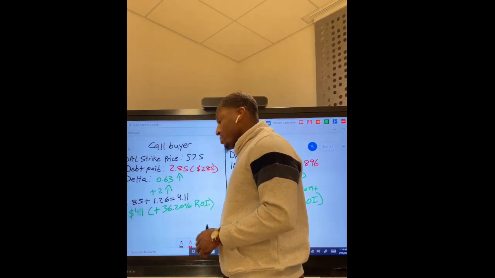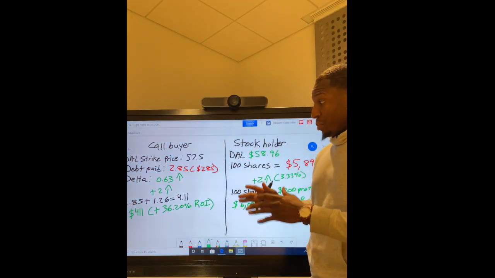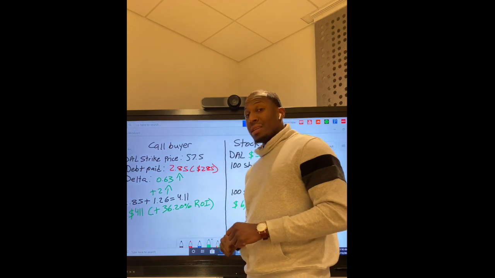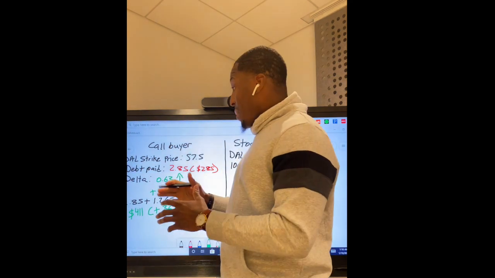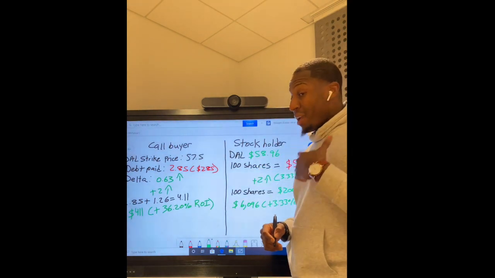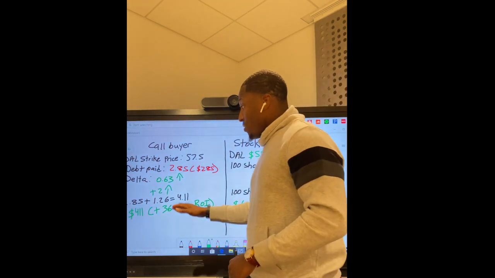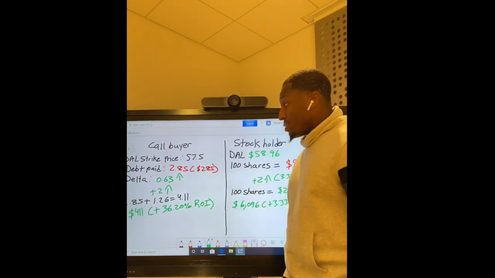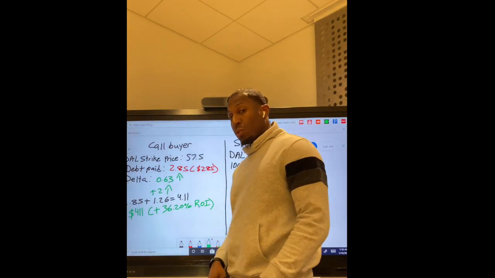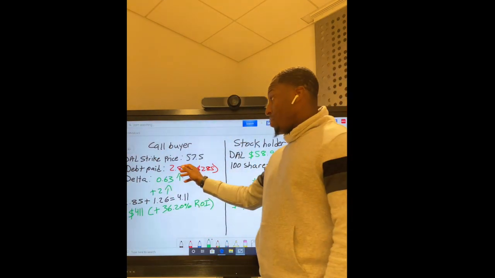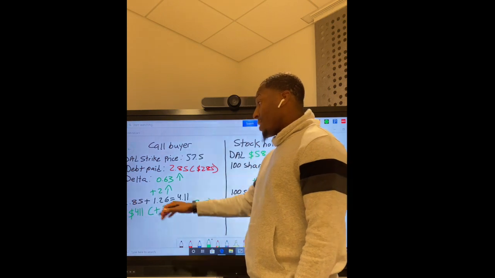Now, Delta is going to change daily, but I want to use the most basic example. Delta is 0.63. Delta is going to give you the amount your premium is going to increase or decrease by per every $1 move in the stock price. Remember, our stock price increased by $2. So Delta is going to increase by $1.26, 0.63 times $2. Remember, our premium, our debit paid is $285, so you have to add that to Delta.